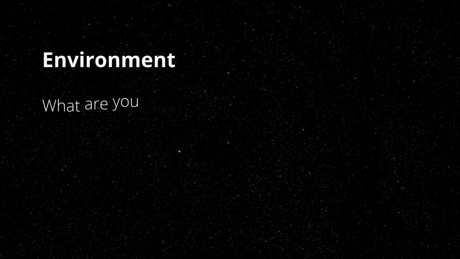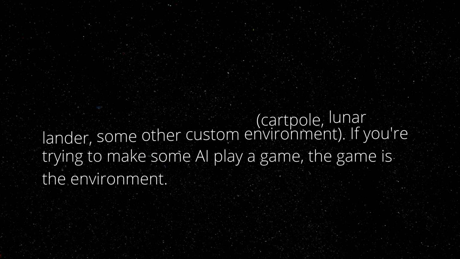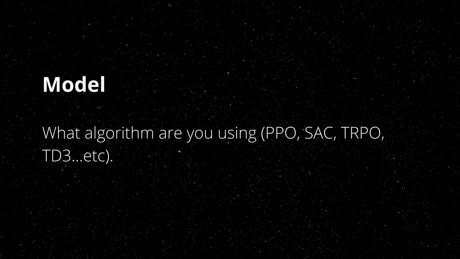First of all, we have the environment. This should be fairly obvious, but it's what you're trying to solve: CartPole, Lunar Lander, or some other custom environment. If you're trying to make some AI play a video game, the game is the environment. Then you have the model. This is basically the algorithm you're using; your specific trained algorithm is your model.